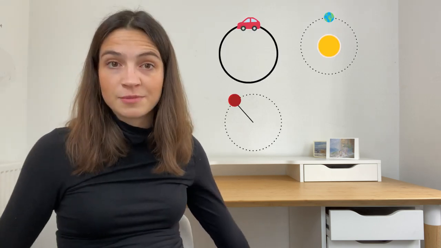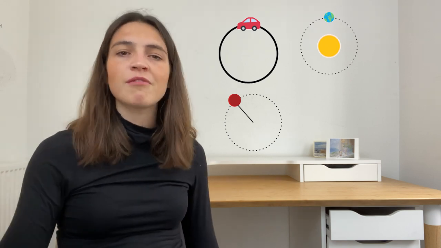So here are some examples of stuff that moves around in a circle. Cars round a roundabout, the earth around the sun, a ball swinging around on a string. Now we're going to concern ourselves for a second with what is causing these objects to accelerate. From our work on Newton's second law, we know that there must be a resultant force acting on a body to cause it to accelerate.